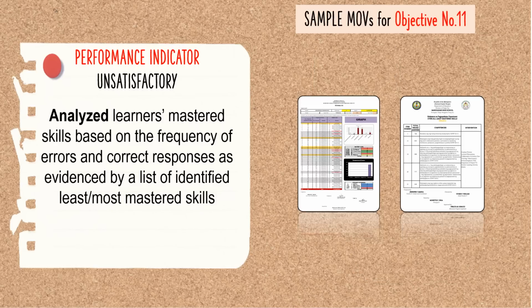At kung itong dalawa lamang ang mailalagay ni teacher na attachment as MOV for this objective, siya ay makakakuha ng rating na unsatisfactory. Dahil ang performance indicator ng quality for unsatisfactory ay analyze learners' mastered skills based on the frequency of errors and correct responses as evidenced by a list of identified least or most mastered skills. And through FOE, ma-analyze natin ang learner's mastered skills at ma-identify natin sa pamamagitan nito ang LMS at MMS.